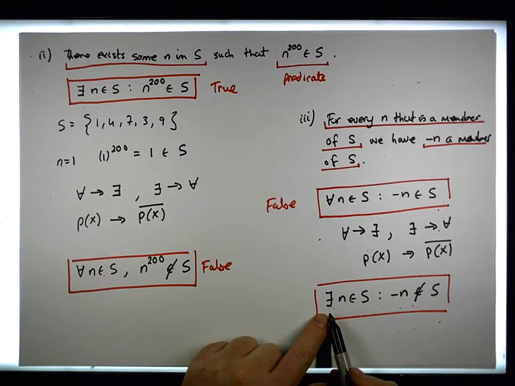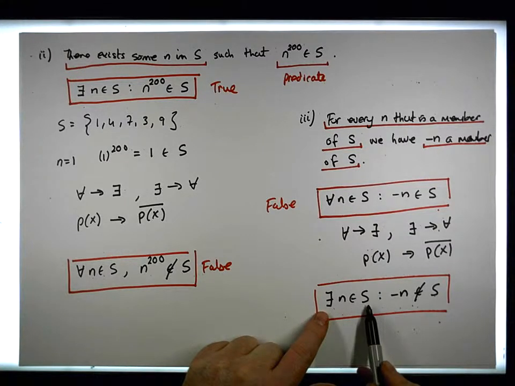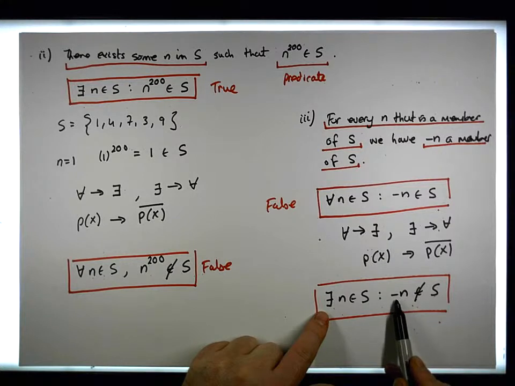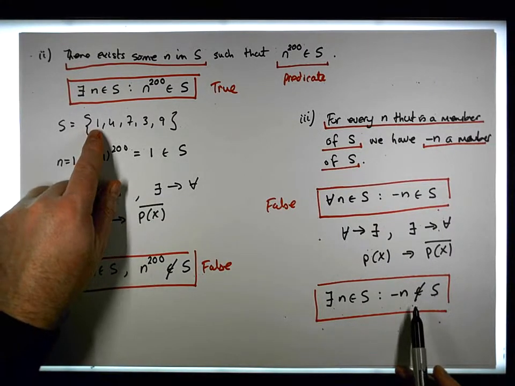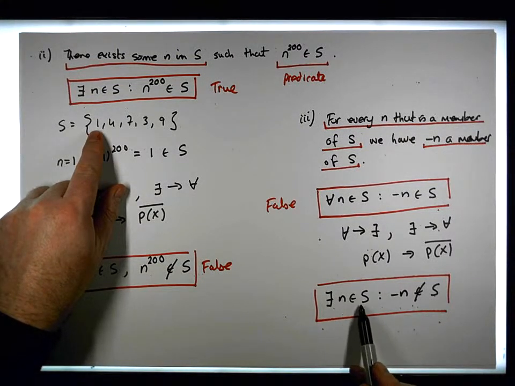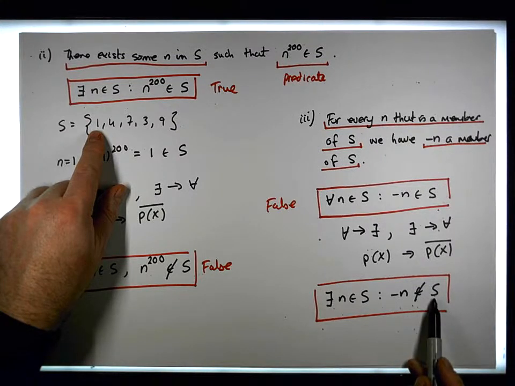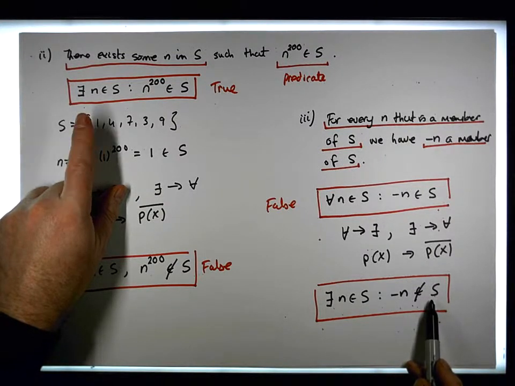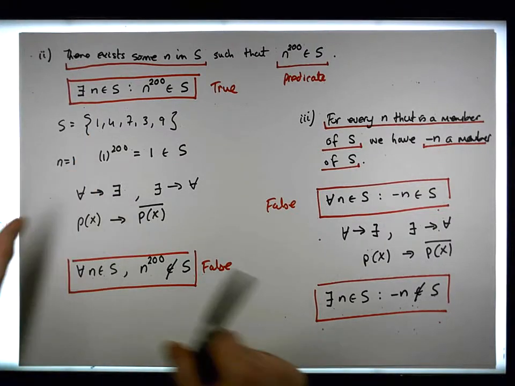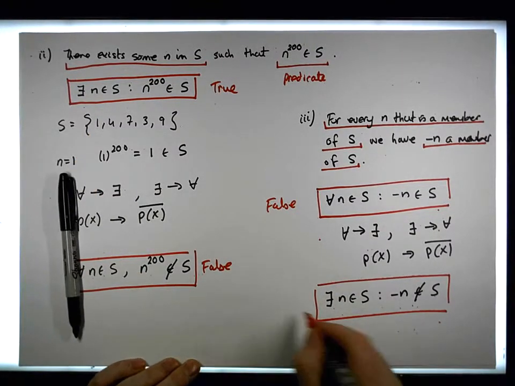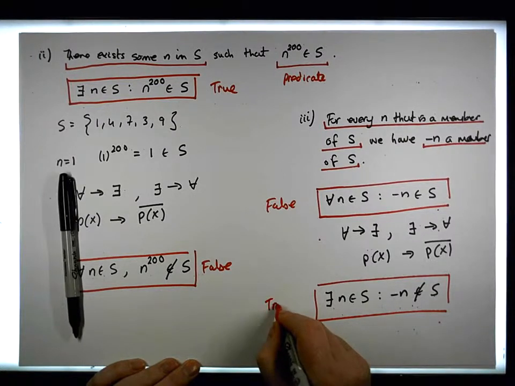So this is saying that we can find some n in S that when we negate it, we get the minus of it, that's not in S. And the example is 1 again. So 1 is in S. There does exist a 1 in S, and minus 1 is not an element of S. So that's actually true. So we actually found something where minus it is not an element of S. So this particular statement here must be true.